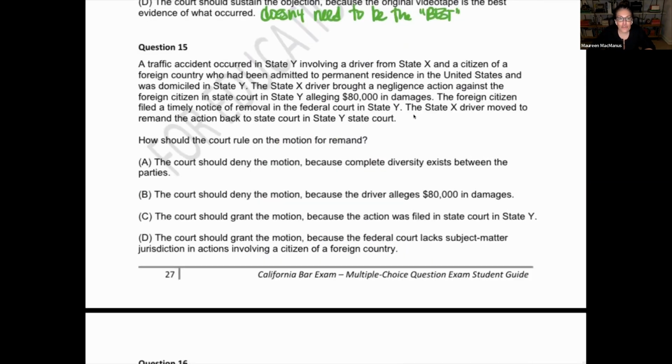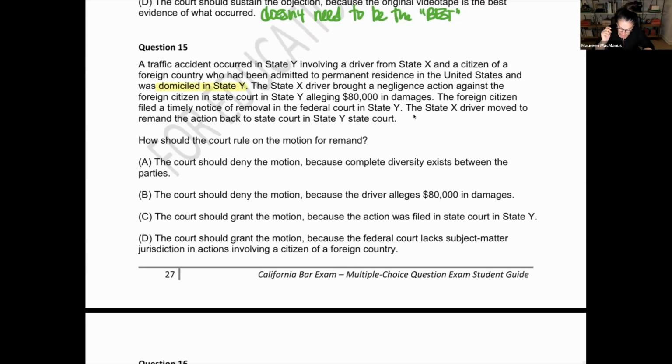All right. How should the court rule on the motion for remand? We're getting into some Civ Pro finally. A traffic accident occurred in state Y involving a driver from state X and a citizen of a foreign country who had been admitted to permanent residence in the US and was domiciled in state Y. So we have a driver from X and a foreign citizen who's domiciled in Y.